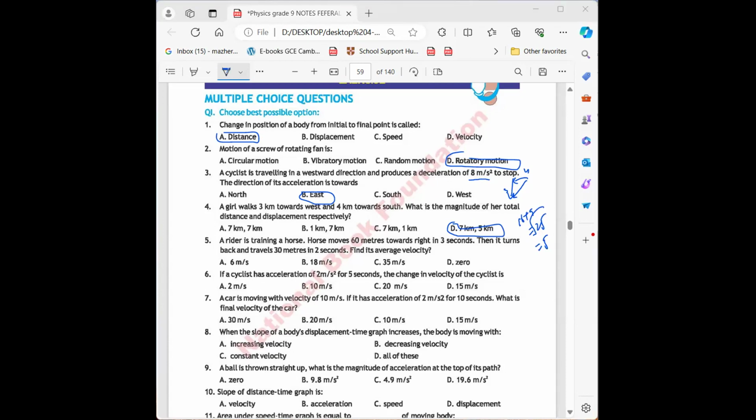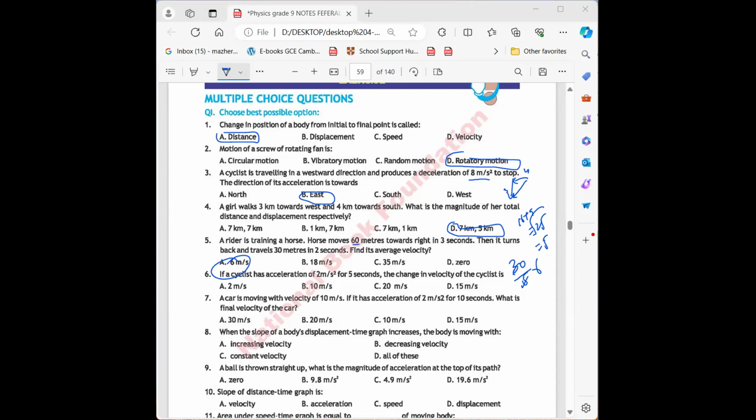Okay. A rider is training a horse and moves 60 meters towards right in 3 seconds and turns back and travels 30 meters in 2 seconds. Calculate the average velocity. They have asked us to find out the average velocity. For total displacement, we always subtract and find out. So 60 minus 30 would be 30 divided by total time, which is 5. So 30 over 5 is 6. Next is if a cyclist has an.